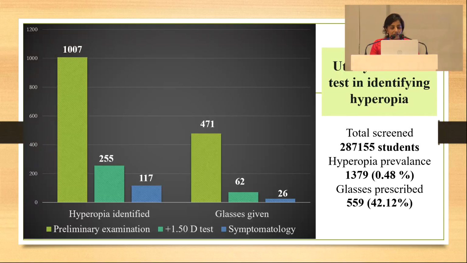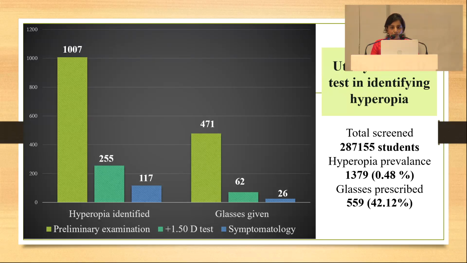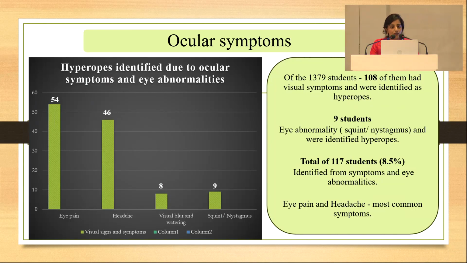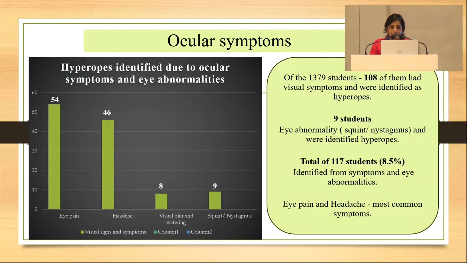Looking at this graph, the hyperopes were predominantly picked up from the preliminary examination itself, with 255 students from the 1.5 diopter test and 117 from the symptomatology group. Coming to the ocular symptoms, eye pain and headache were the most common, and a total of 117 students, that is 8.5%, were identified from symptoms and eye abnormalities.